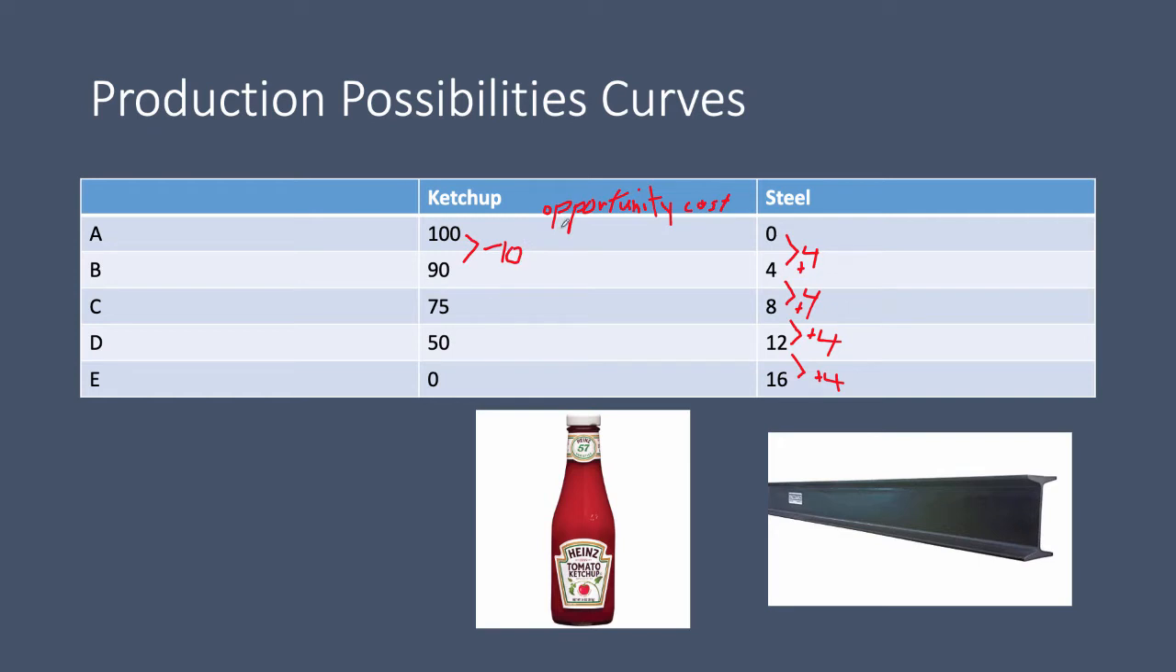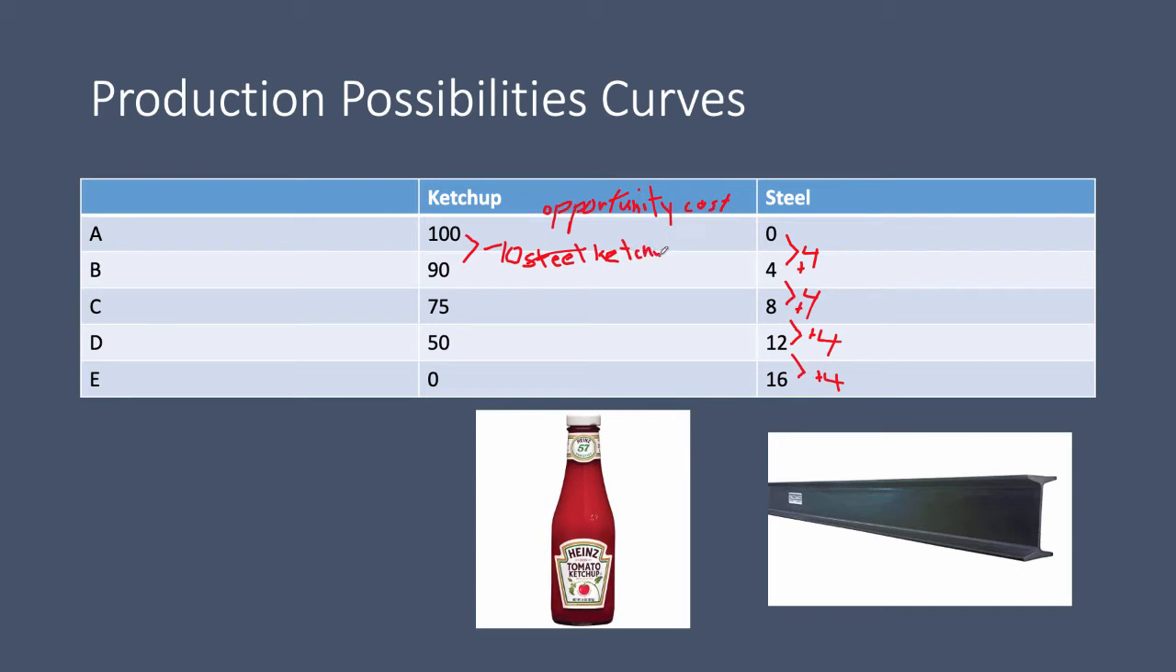Now we have to be specific here. We don't just say we're giving up 10. You know, your math teachers in high school say, 10 what? What do you mean 10? You need to know what the units are. So here we're giving up 10 units of ketchup. That's what we're giving up to get 4 more units of steel.